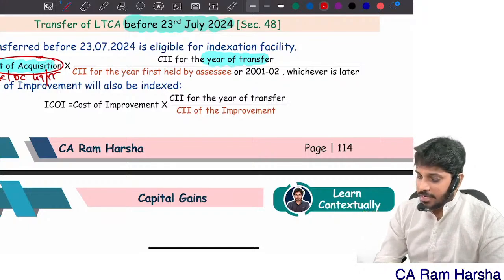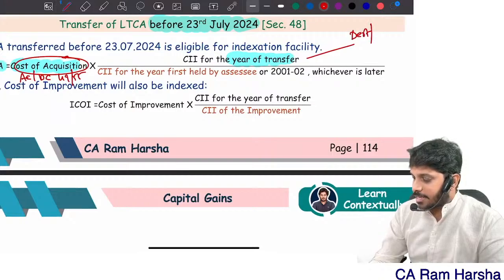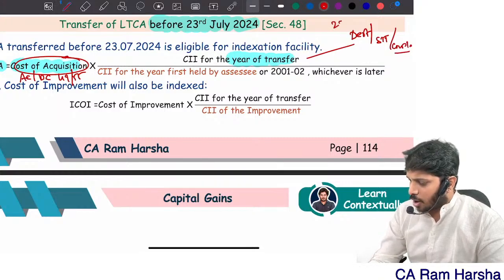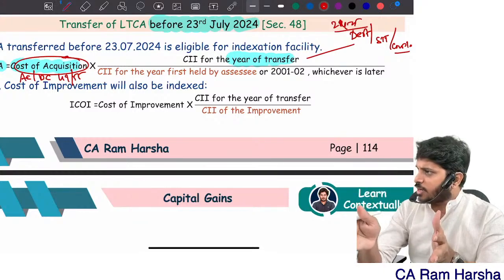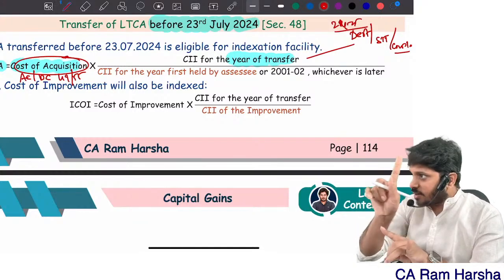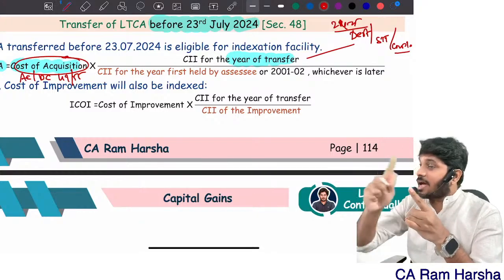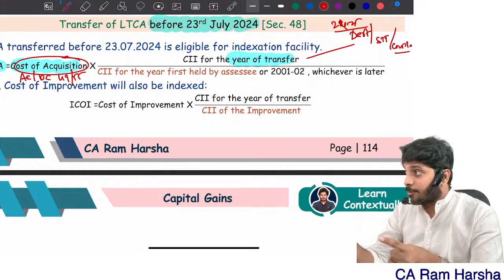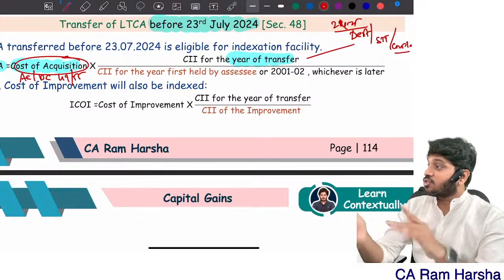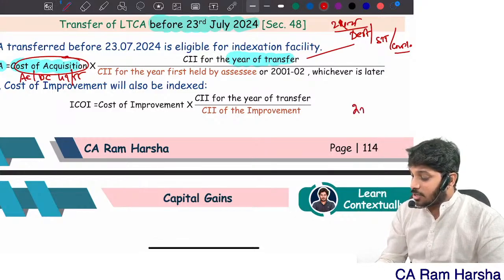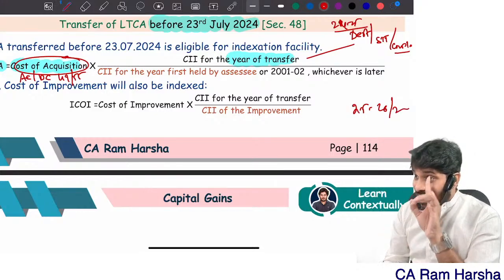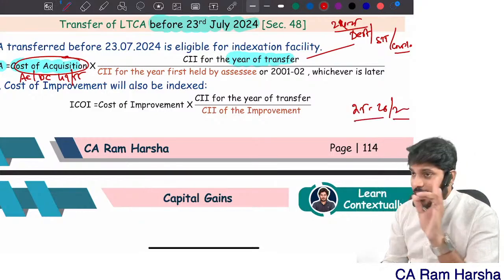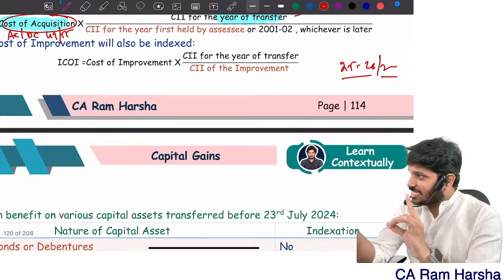For example, an asset is destroyed, or an asset is converted into stock in trade, or an asset is compulsorily acquired. All this happened in 24-25 or 23-24 or 22-23. Look at the date on which it happened. Before 23rd July 2024, the conversion happened, the destruction happened, the compulsory acquisition happened. But the amount is received in 25-26 or 26-27 or some other time. Taxability of capital gains will be in the year of realizing the money.